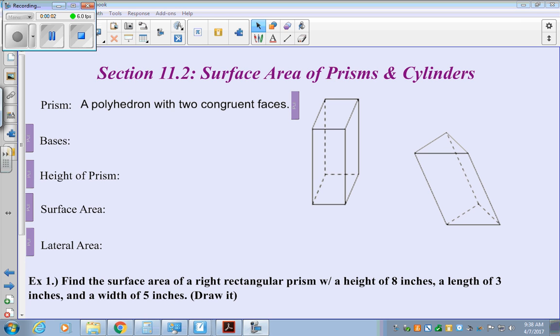So a prism is a polyhedron with two congruent faces. Those congruent faces are called the bases. Bases are the bases. I know there's no bases there, you just have to write it. For the notes, go ahead, Phoebe, and pull bases for us so we can write that in your notes.